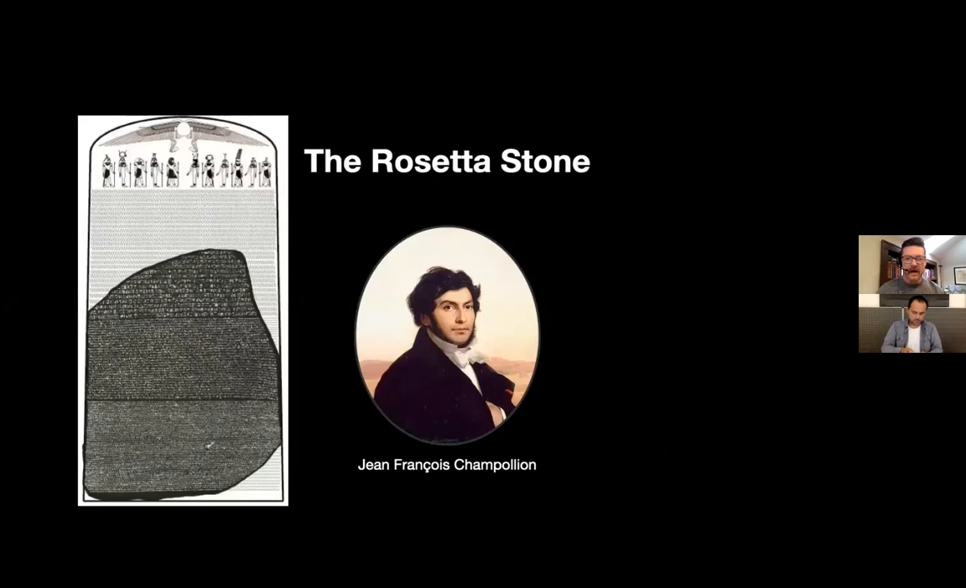This is just a little overview of the Rosetta Stone, since we mentioned it earlier. Let me read very, very short the text that you just posted, okay?